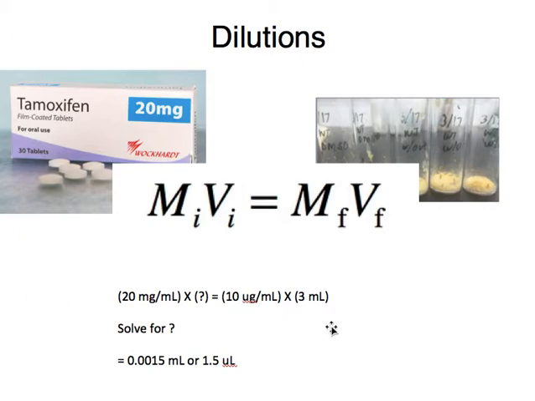We know that we want to test it in 3 milliliters of food, and let's say that we know a therapeutic dose is probably around 10 micrograms per milliliter. So the question is, what do you do with this stock? How much volume of it would you add into the food to make 10 micrograms per milliliter? If you solve for VI in this case, you would get 0.0015 milliliters. And if you convert that to microliters, which is what we actually measure in the lab, you'd get 1.5 microliters.